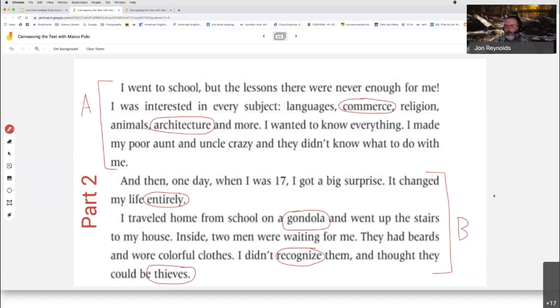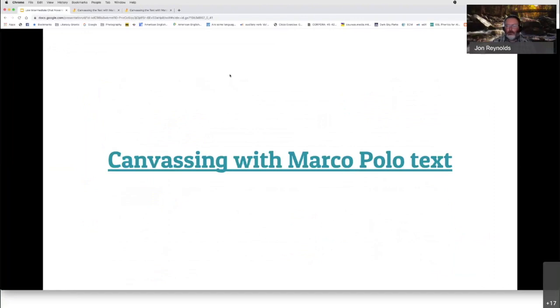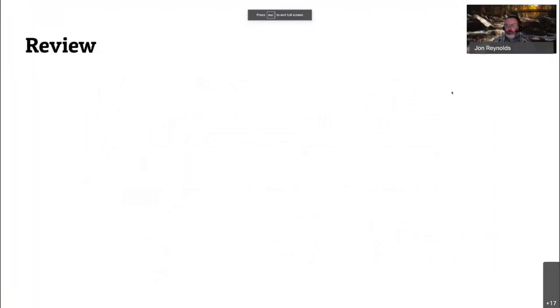Now, the idea here, guys, is this is what we call canvassing. Canvassing is when we go through and we circle the words. Now, let's continue back to the lesson because our time is just about up. Don't worry. This information is going to help you here in a few minutes. So let's review what we've learned so far today.